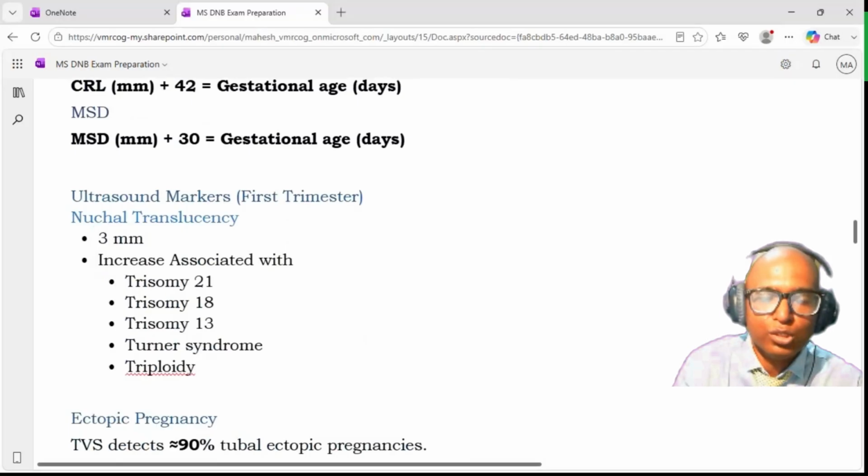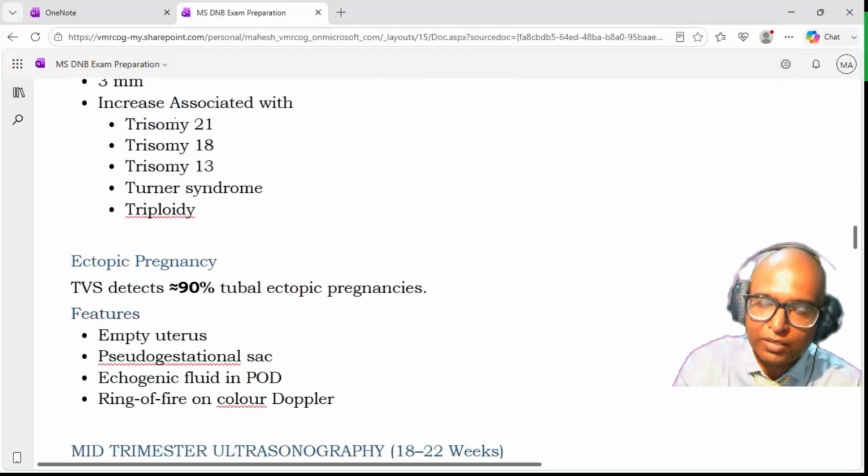Okay. Then you should also know ultrasound markers in the first trimester. Nuchal translucency normal level is up to 3 millimeter. It is increased in association with trisomy 21, trisomy 18, trisomy 13, Turner syndrome, triploidy. So you should mention the importance of the nuchal translucency normal accepted level. That also you should be able to mention.